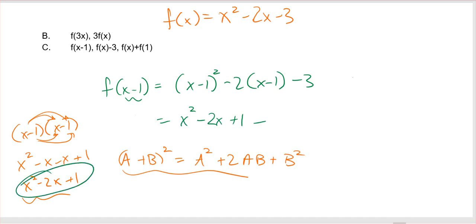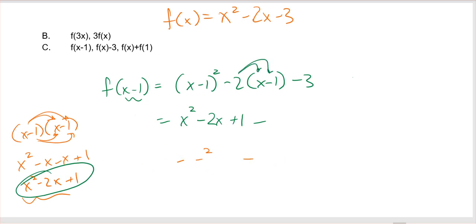Okay. And then we have this one we can distribute. So we distribute, right? And just multiply negative 2 through here. Well, we could probably jump and skip the parentheses part, right? Negative 2 times x, we would have negative 2x. Negative 2 times negative 1 would be positive 2, right? And then we got negative 3.